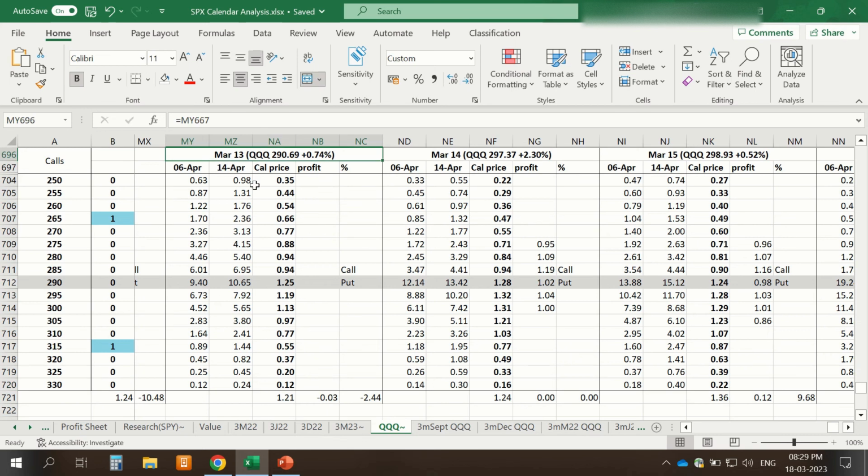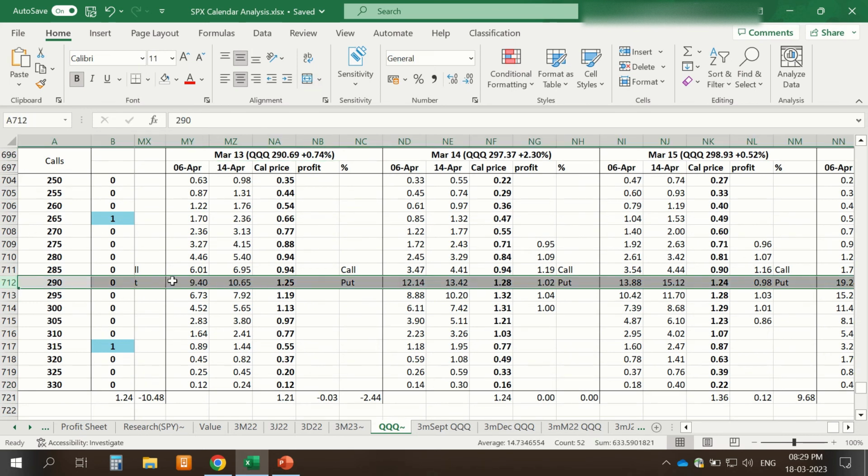So if I would have entered on March 13th, I would have gone with 290 as the middle. Based on that, 940 is the premium for one call. So if I add the put, it will be a lump sum of 18 or 19 points. For extra room, I will make it 25. So 290 minus 25 is 265, and 290 plus 25 will be 315.